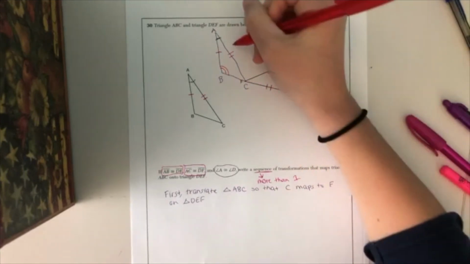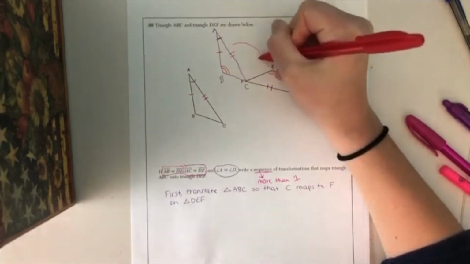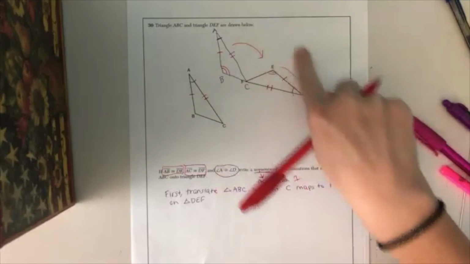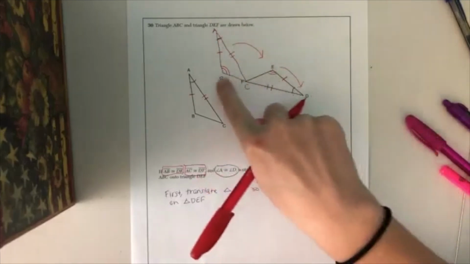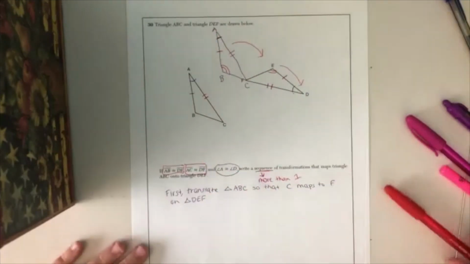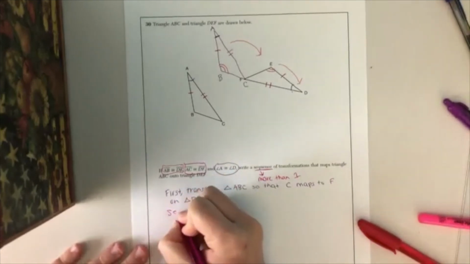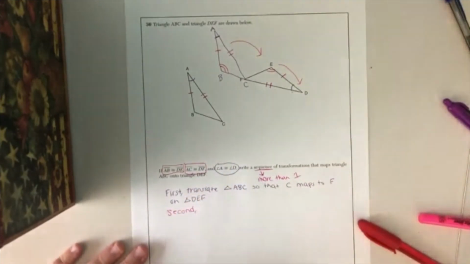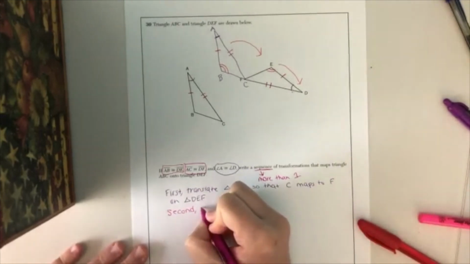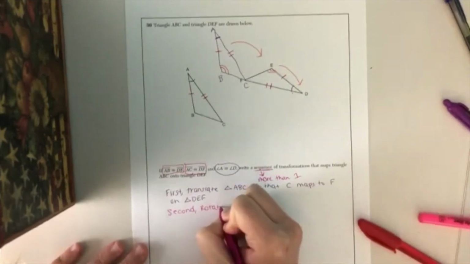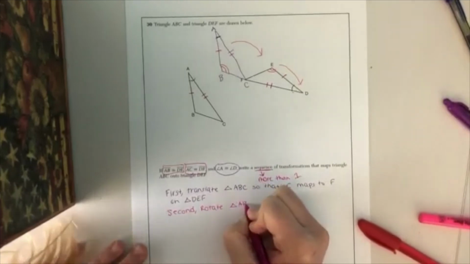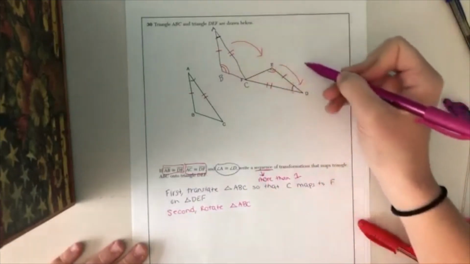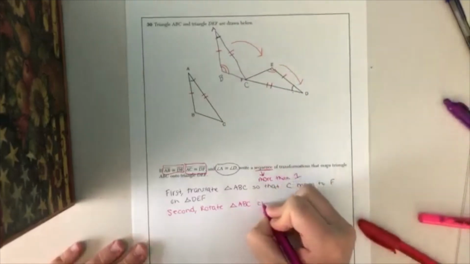So in order for me to do this, I have to turn this triangle this way, in this direction, to get A to map to D and B to map to E. And this translation, so this second transformation, the second transformation is called a rotation. So I'm going to rotate triangle ABC. I have to mention the direction of the rotation. So if I'm rotating this way, that is clockwise.